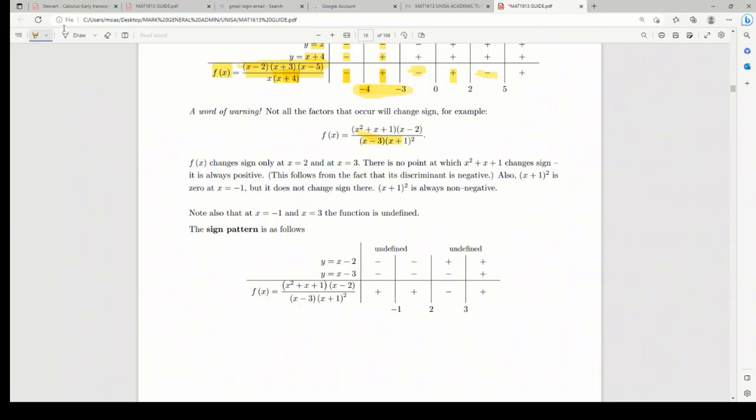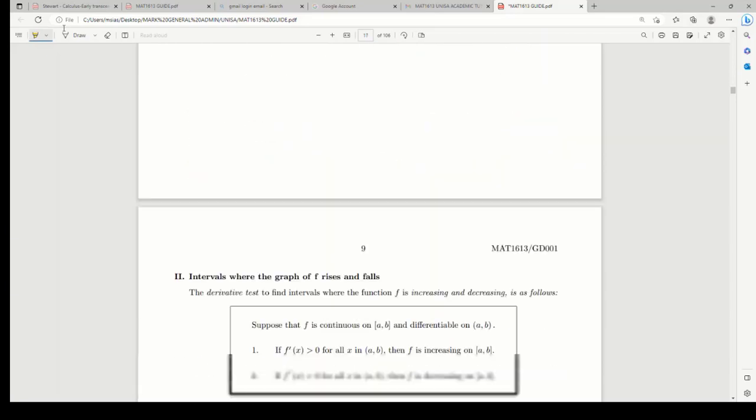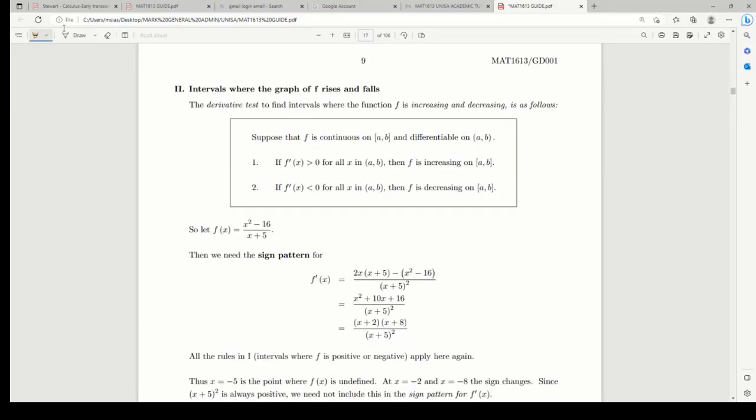Can't divide by 0. And also when x is minus 1, it's undefined, because we can't divide by 0 in the denominator, okay? But for x equal to 2, we know it's 0, and so forth, okay? Right, so they're just showing you that there. And here's the point I wanted to stress with intervals where the graph of f rises and falls now.